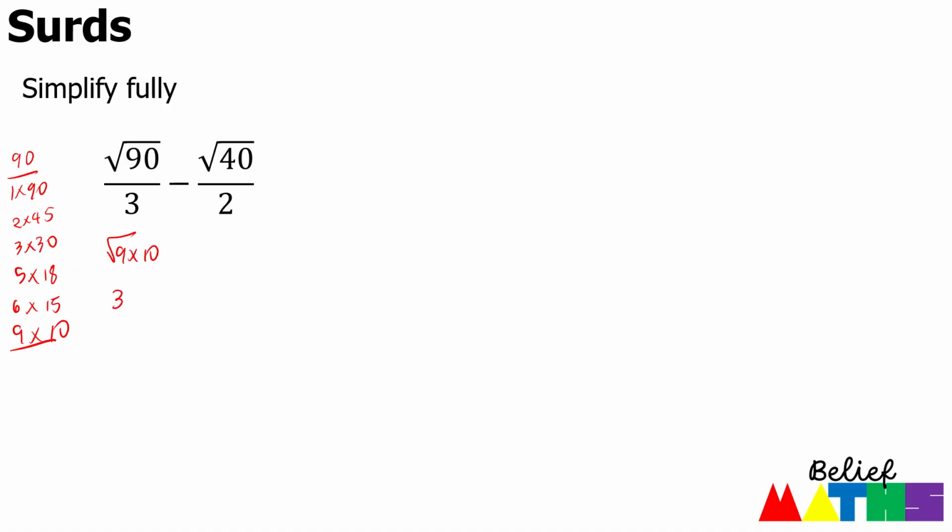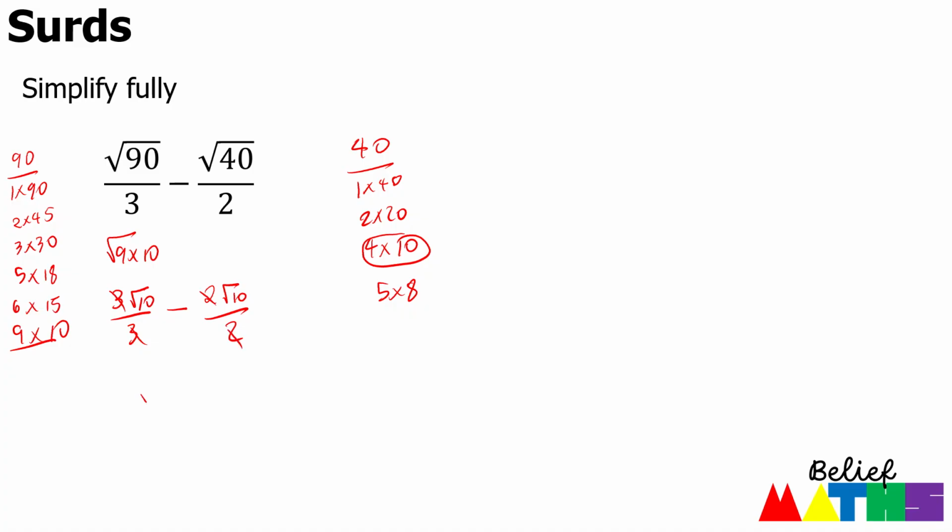Square root of 9 is 3, so that's 3 root 10 over 3 minus, and then if we do this one, so 40, 1 times 40, 2 times 20, 4 times 10, and again, there's your square number. You also have 5 times 8, but neither of those are square. So therefore the square root of 4 is 2, so you get 2 root 10 over 2, and then when we cancel these down, you end up with the square root of 10 minus the square root of 10, which interestingly here gives us 0.